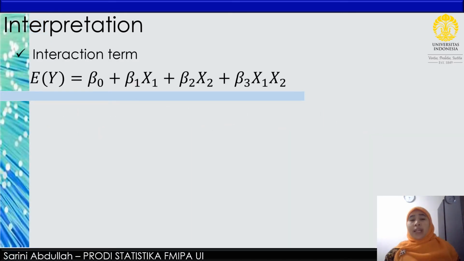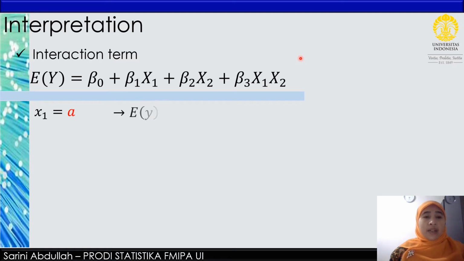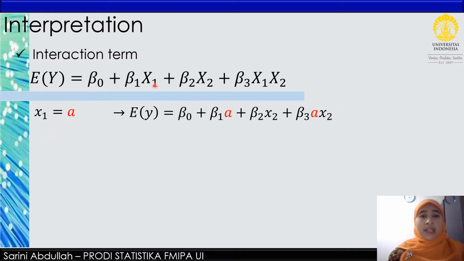Now we look at the interpretation if we have an interaction term in our model. This is an example of just using two covariates. Again, let's see the role of x1. We set x1 equals a and substitute it into the model. We have something like this. All x1 change into a. So that's why we have this expression.